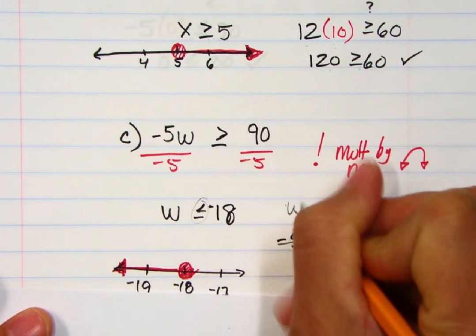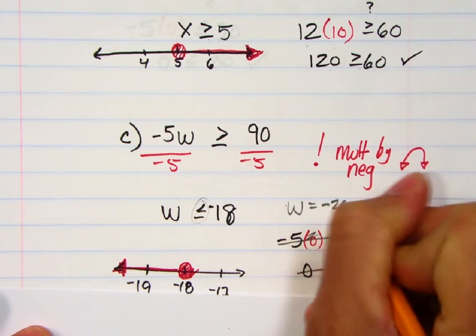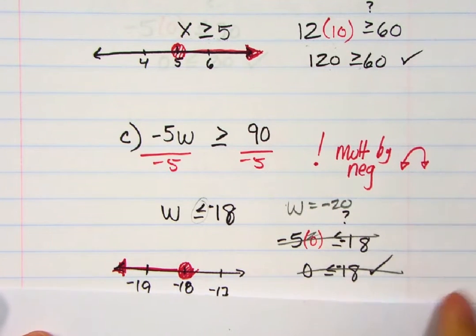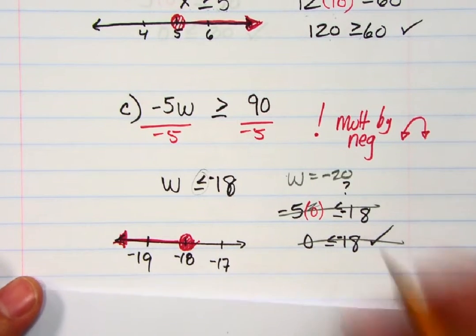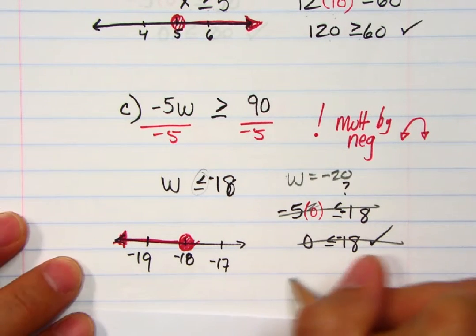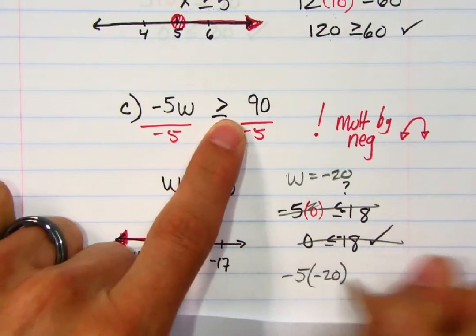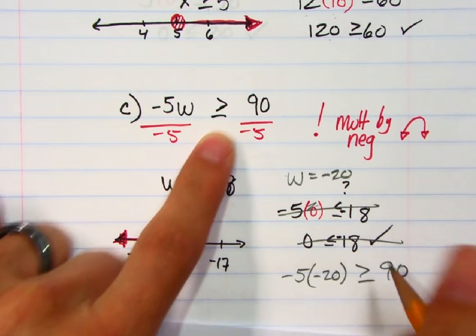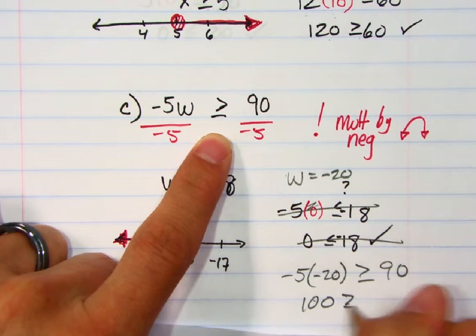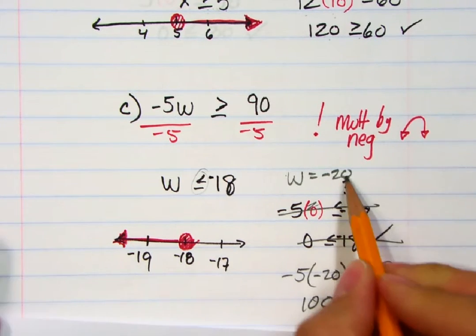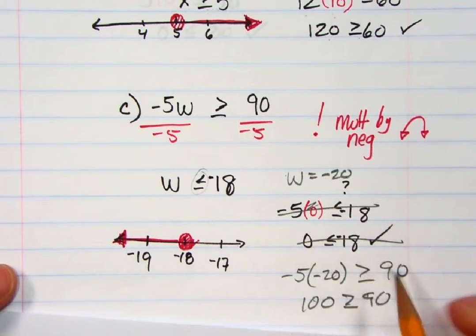Let's see if w is -20. Okay, that's going to be less than -18. So I'm going to check this out. Is -5 times -20 bigger than or equal to 90, the original one? Well, that's 100. 100 is bigger than 90. So yes, I know that that was the case. So I can go back and graph that.